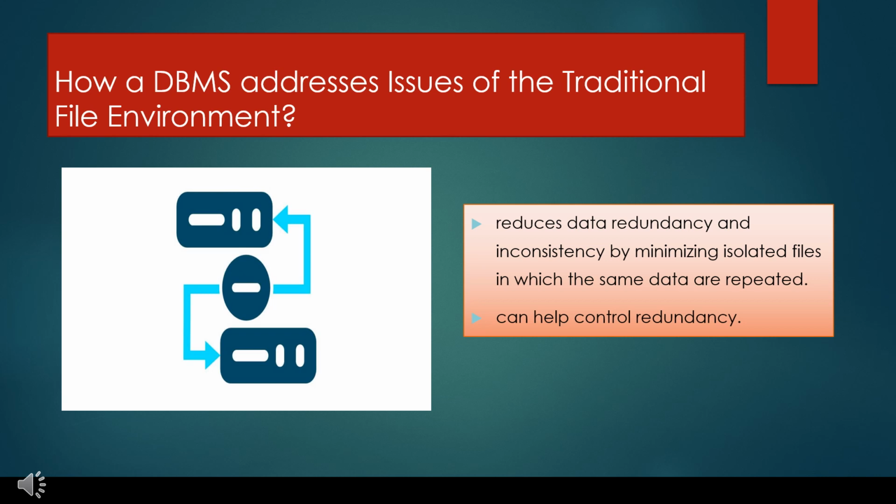How a DBMS addresses issues of the traditional file environment. A DBMS reduces data redundancy and inconsistency by minimizing isolated files in which the same data are repeated. A DBMS may not enable the organization to eliminate data redundancy entirely, but it can help control redundancy. Even if the organization maintains some redundant data, using a DBMS eliminates data inconsistency because the DBMS can help the organization ensure that every occurrence of redundant data has the same values.